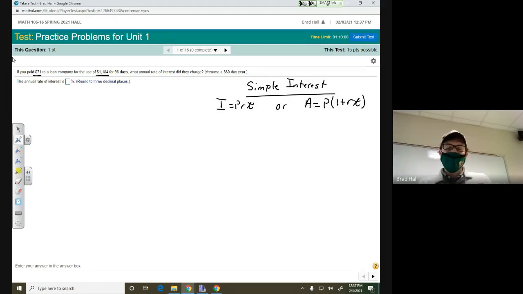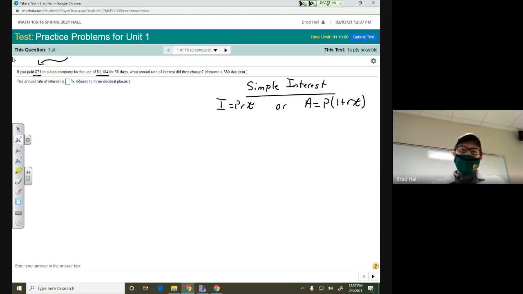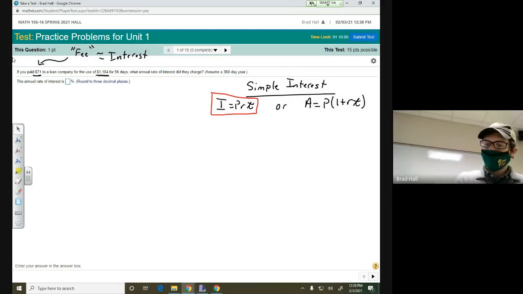The reason why: the $71, that's a fee. This is a fee. Whenever you see the word fee, that is interest. I mentioned that in one of the first class periods. This is interest. So using this one, I is equal to PRT. Also, another indication of this, the fee is normally a much smaller amount than the principal value. So normally those amounts will differ heavily in magnitude.